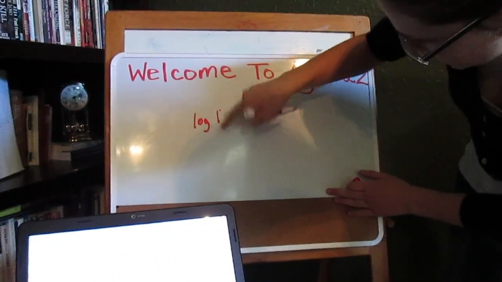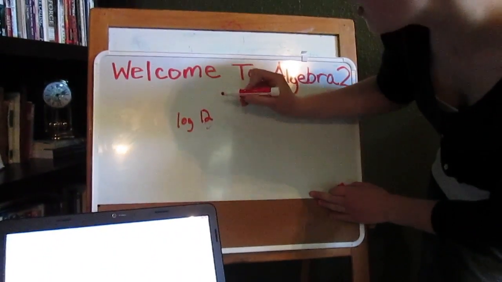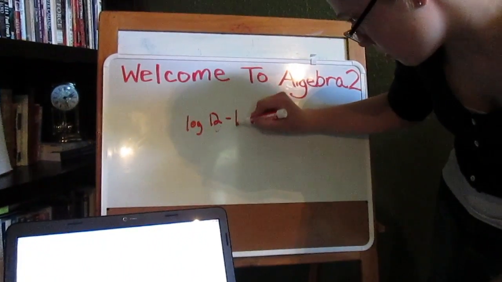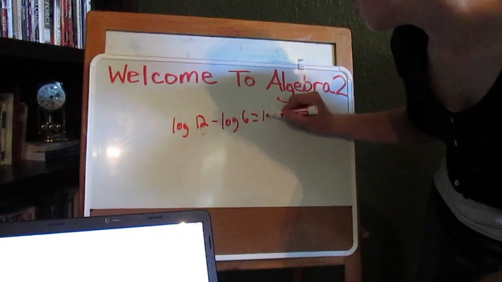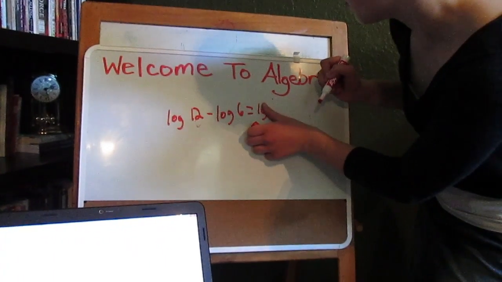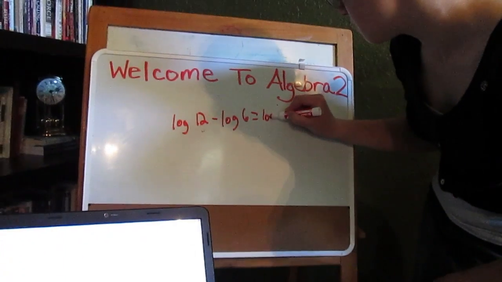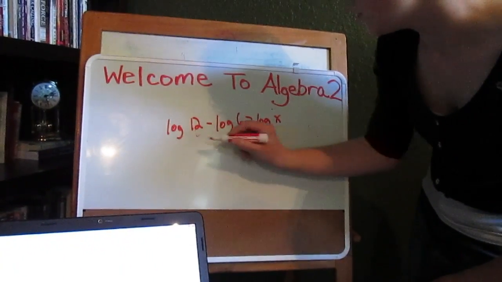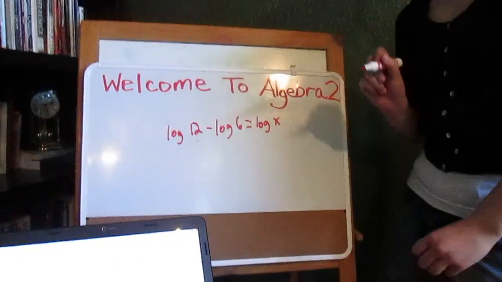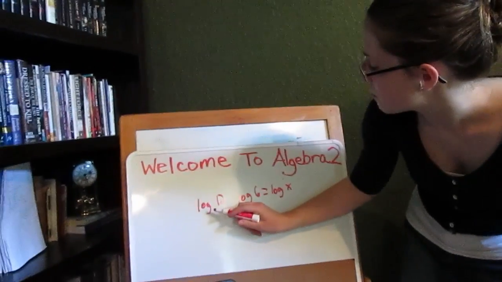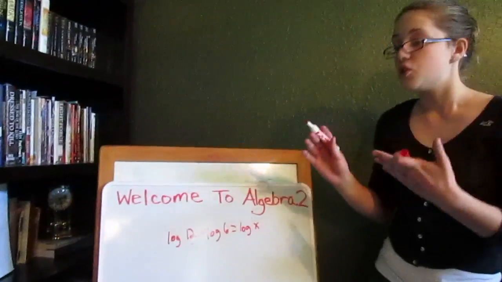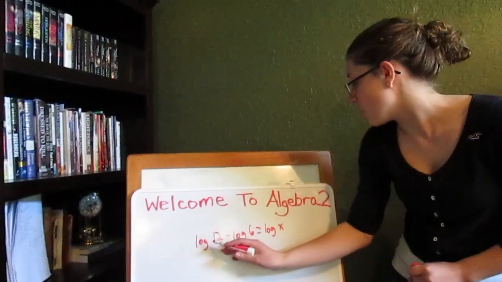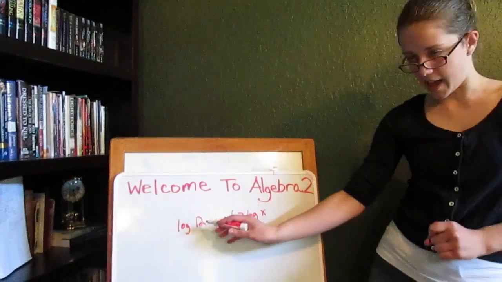Not 13, let's replace 13 with 12. Log 12 minus log 6 equals log x. These are the arguments of each logarithm. Each of these logarithms have the base of 10.